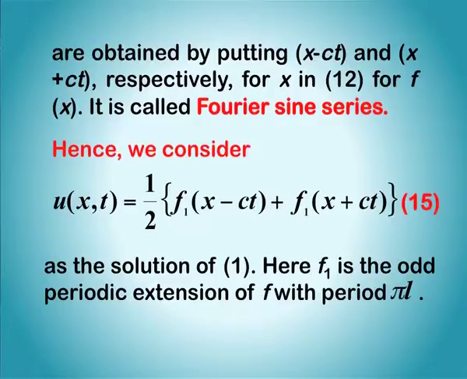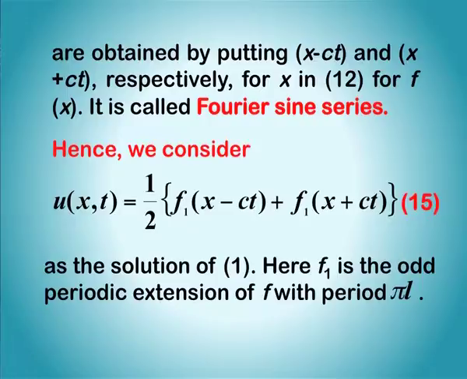In equation 15, look, we consider these two added together, half is outside already, and we call it a function of x and t, and so we have as the solution of equation 1, this 15. 15 is called the solution of equation 1, with x minus Ct forming a function, x plus Ct forming a function, same thing, only the coefficient differs, and we call it Fourier sine series.